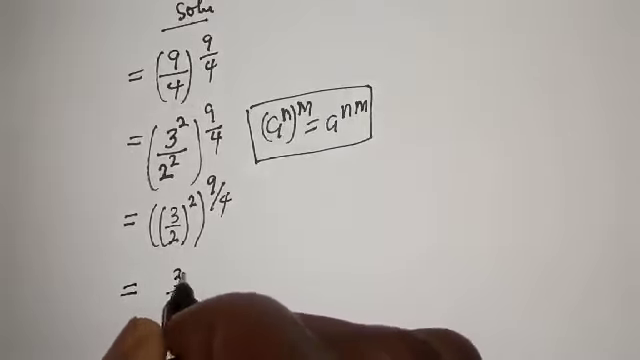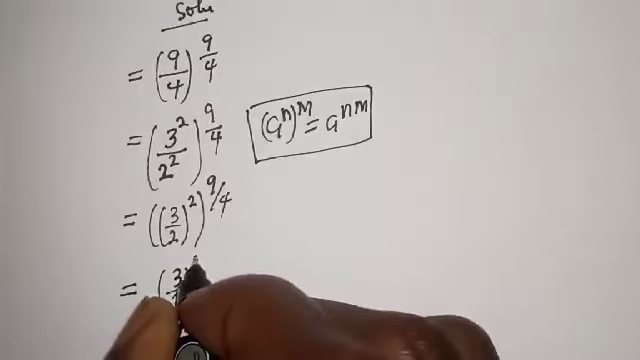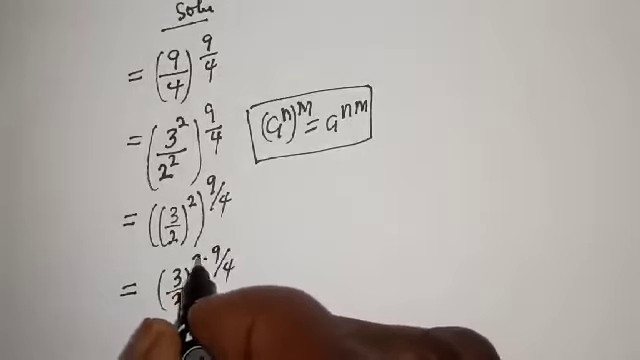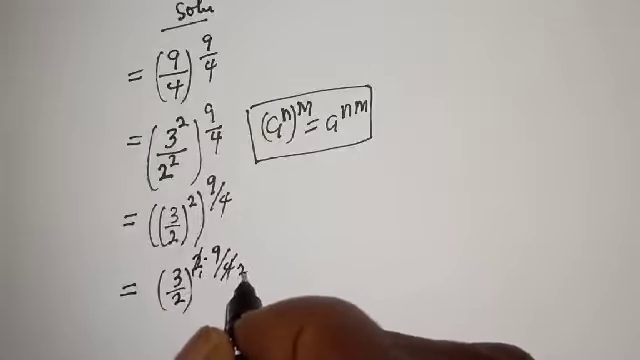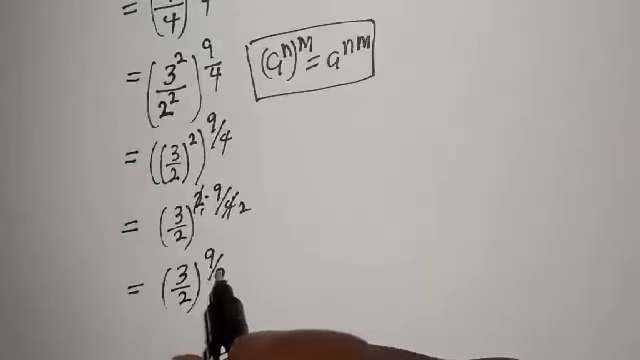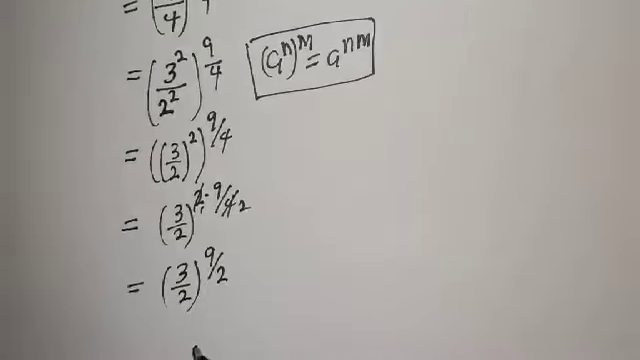3 over 2 to the power of 2 multiplied by 9 over 4. 2 divided by 2 is 1, 4 divided by 2 is 2, equal to 3 over 2 to the power of 9 over 2.